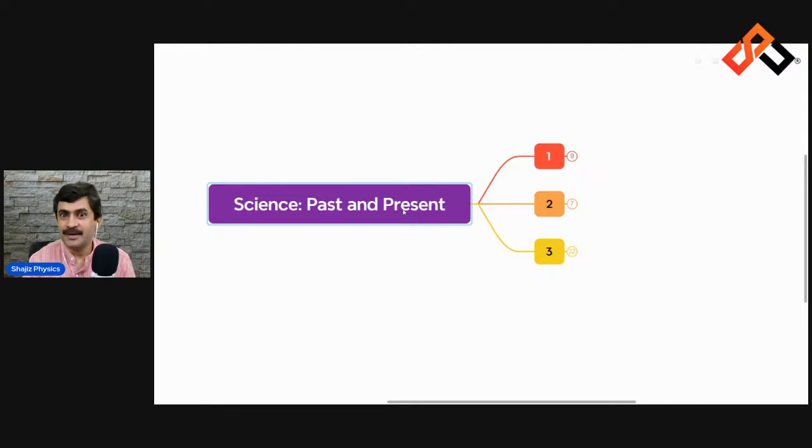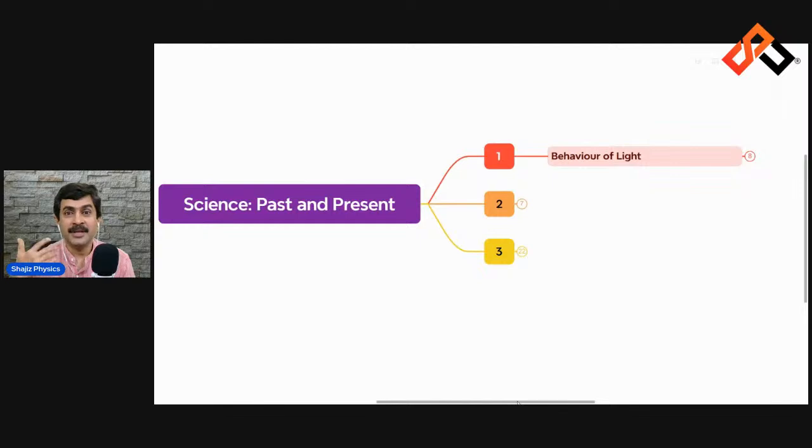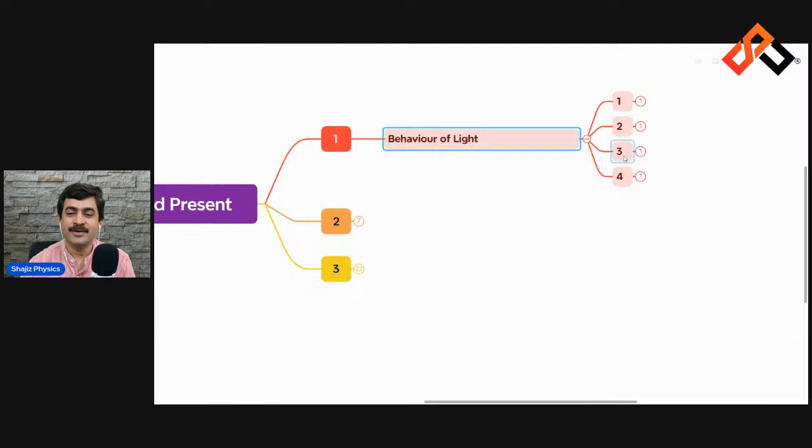So the topic under discussion is science past and present. When we are discussing the past and present of science, it is critically important to have a discussion on the evolution of the concept of light. So let us start from that point itself. See, there were many theories related to the behavior of light, and I wanted to briefly discuss the major theories related to light.